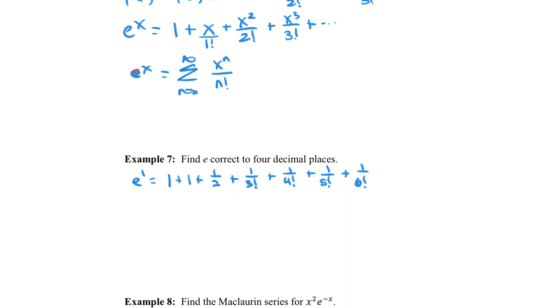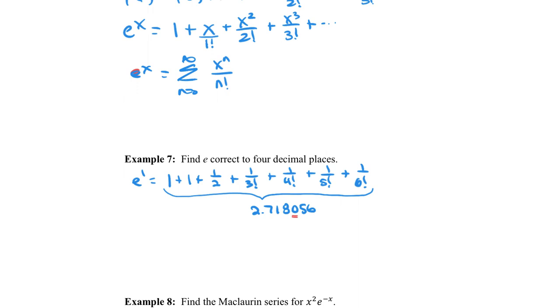Okay, so what I'm going to do right now, I'm just going to add these up and see what we get. I'm just going to punch these in the calculator. And what I got when I added these up was 2.718056. You want this to be correct to 4 decimal places, meaning when we round it to 4 decimal places. So right now, rounded to the 4th decimal place, I'd have to round that to a 1.